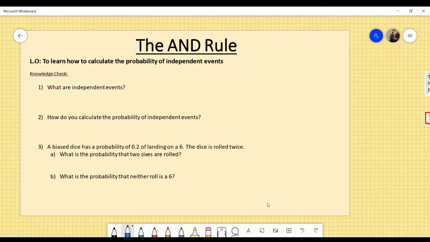Okay, so for this part of the lesson, we're going to have a look at how we calculate the probability of independent events. And to help us do this, we can use what is known as the AND rule.